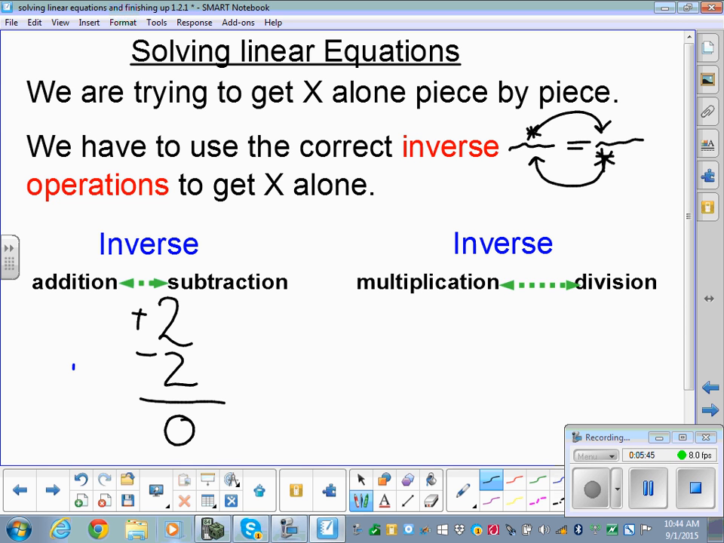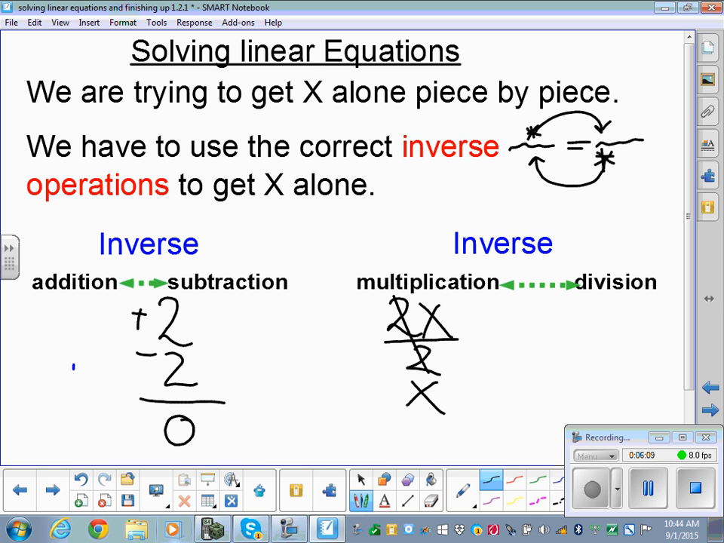Okay, what about this? Multiplication. So let's say we have 2 times x. That's multiplication. How could we get x alone? Divide by 2. So to undo this multiplication, we've got to divide. Then 2 divided by 2 becomes 1. So that's just x. We just have x if we undo the 2 that was multiplied by division.